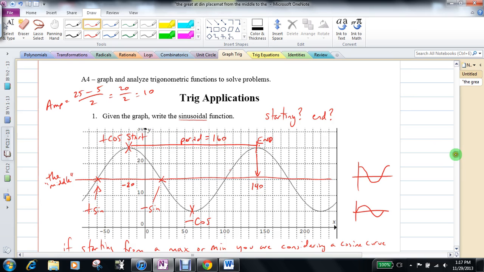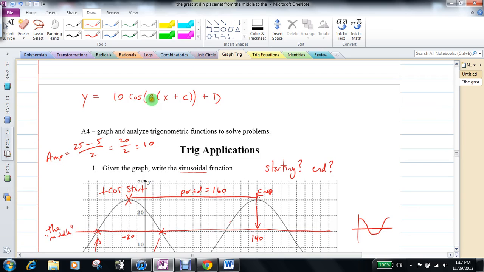Now remember, period is not this value. Period equals 2 pi over b, or b equals 2 pi divided by the period. Well, my period is 160. In lowest terms, 2 pi divided by 160 is pi over 80. So my b value can be replaced with pi over 80.